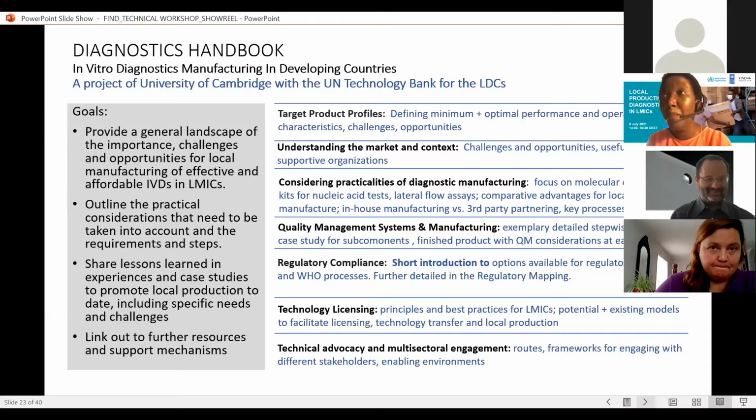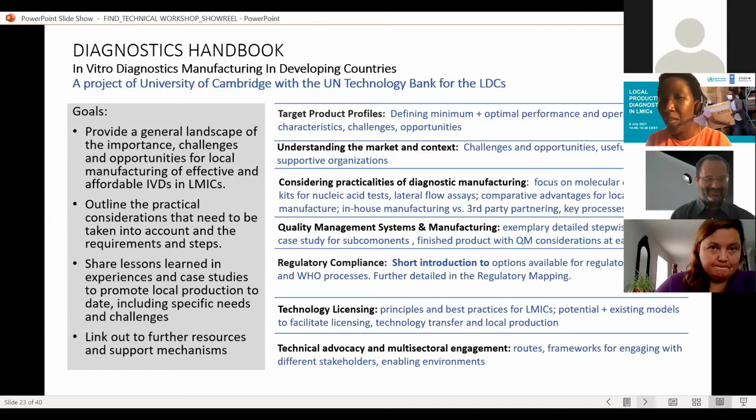There have been a number of workshops that have been undertaken in preparation of this Diagnostics Handbook, 3 in between the months of February and May. These were and continue to be led by the University of Cambridge in partnership with the UN Tech Bank for the least developed countries. The handbook has been divided practically into 7 sections.